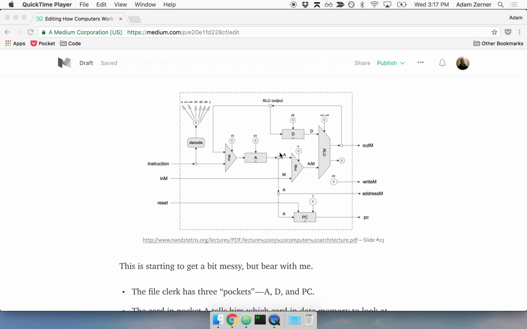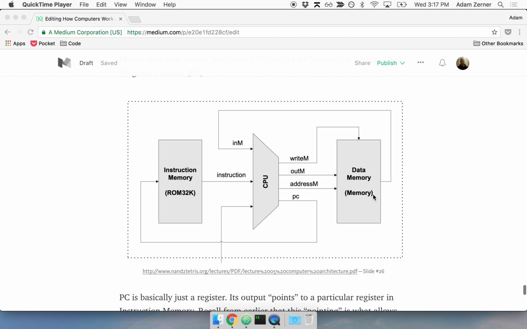A gets funneled all the way this way and is outputted as address M. We can see on this diagram, address M is pointing to one of the registers in data memory, in RAM. And you can also see that the register that's being pointed to gets funneled through all the way over here and is fed back into the CPU as in M.